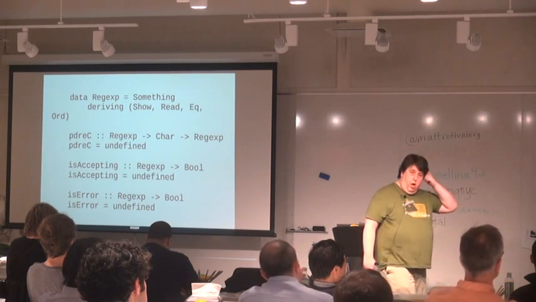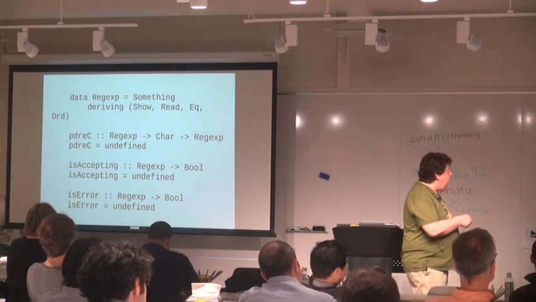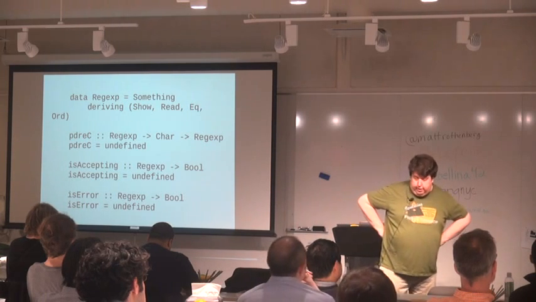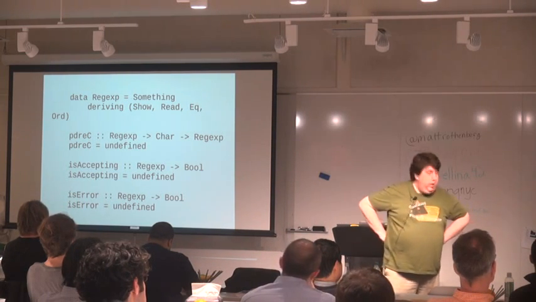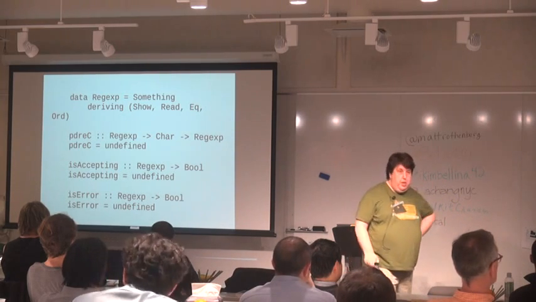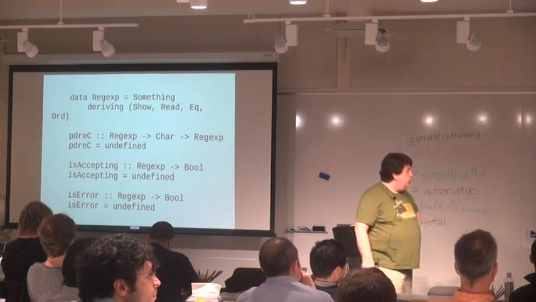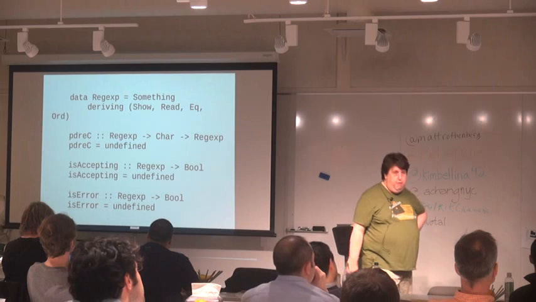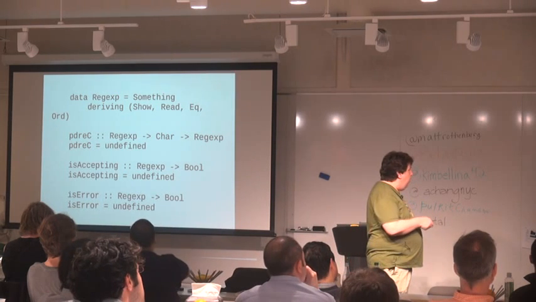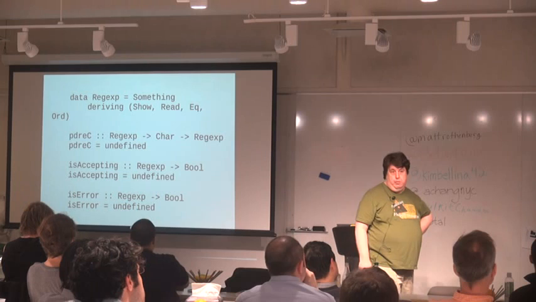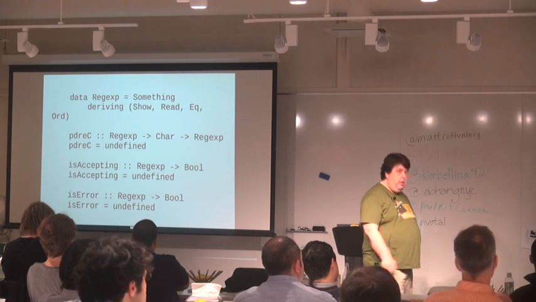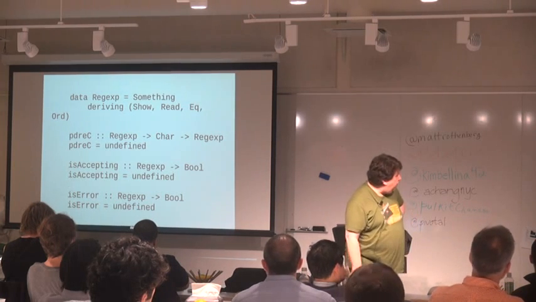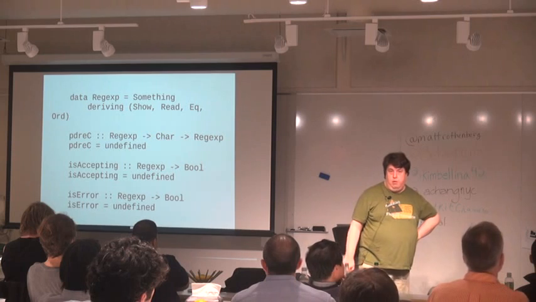So let's get started on some real code. I have a data definition. And by the way, this is something I find myself doing a fair bit in Haskell code, and it actually works very nicely. I know I need a data definition here, but I don't know what I want in it. So I just start with data regex equals something, and I will replace that something with the right stuff as I need it. And I know I'm going to want a pdrec function that has this type, takes a regular expression and a character, and it returns the partial derivative, right? But I don't know what the code is, so I'm going to fill that out later.